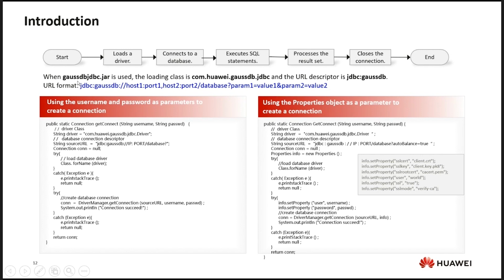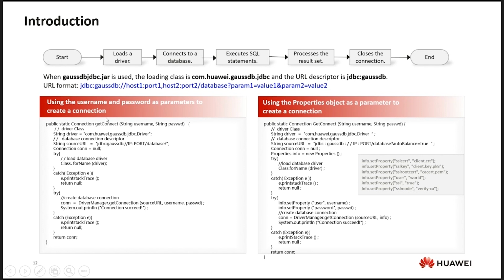So let me take an example with GaussDB JDBC. As I told you, the driver name is com.huawei.gaussdb.jdbc, and the URL descriptor is jdbc:gaussdb. So here you have jdbc:gaussdb, and here you have your first host, first port, second host, second port, and if you want, you can add a third host, third port. Then you have your database and the parameters and their values.